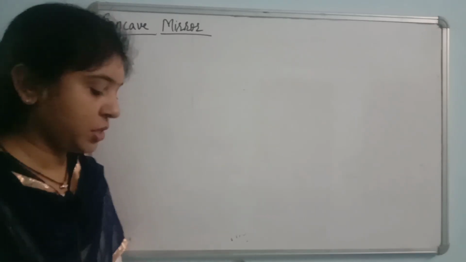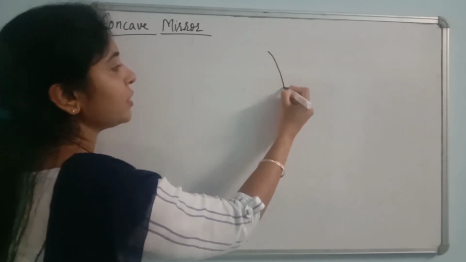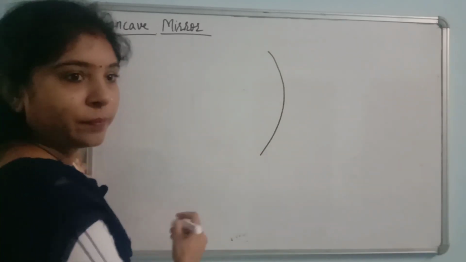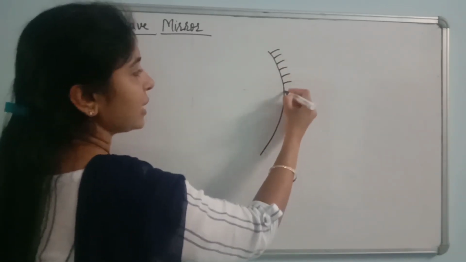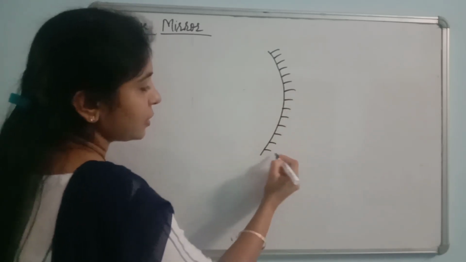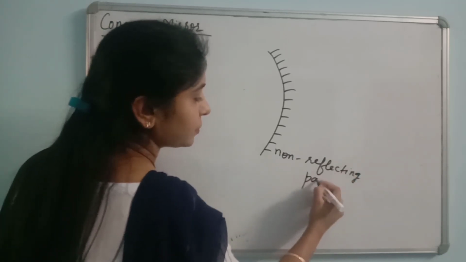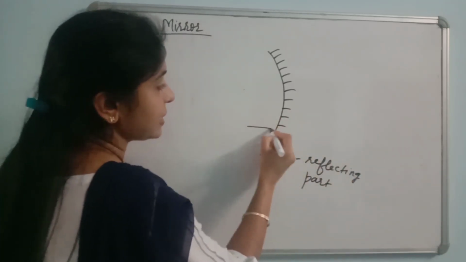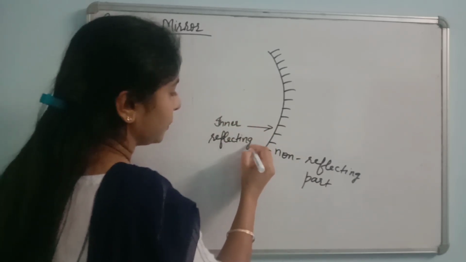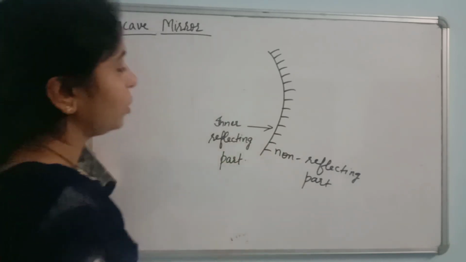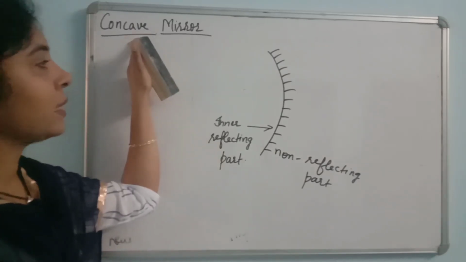What we have learnt: if the inner part of any curved surface is reflecting, then that is a concave mirror. Here, the oblique lines show the non-reflecting part. This is the outer part and this is the inner reflecting part.